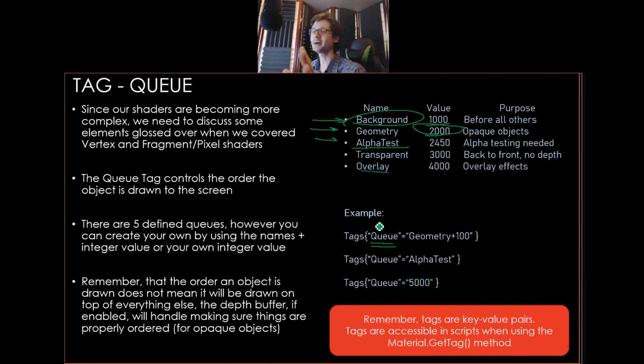The interesting thing about the Queue is you can create your own bins. All you have to do is you can either use an existing keyword like geometry and add an arbitrary amount that you want to it, and this will put a new bin in between, and any geometry that uses this shader will be rendered in that order. So background, geometry, and then your stuff will be rendered. Usually, it's not as cut and dry as that, is what I'm going to say.